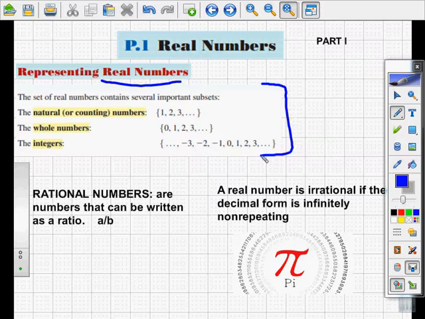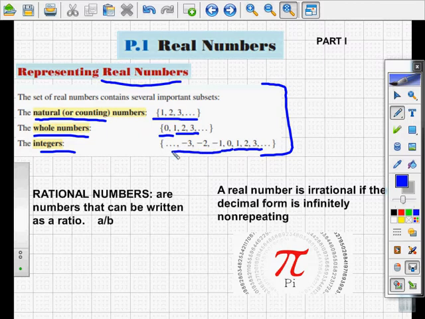This table contains three subsets: natural or counting numbers, whole numbers, and integers. Natural numbers are the counting numbers, 1, 2, 3, 4, and on. Whole numbers are your counting numbers, but now you include the 0. And the integers would be the counting numbers, the 0, and you include your negative numbers.